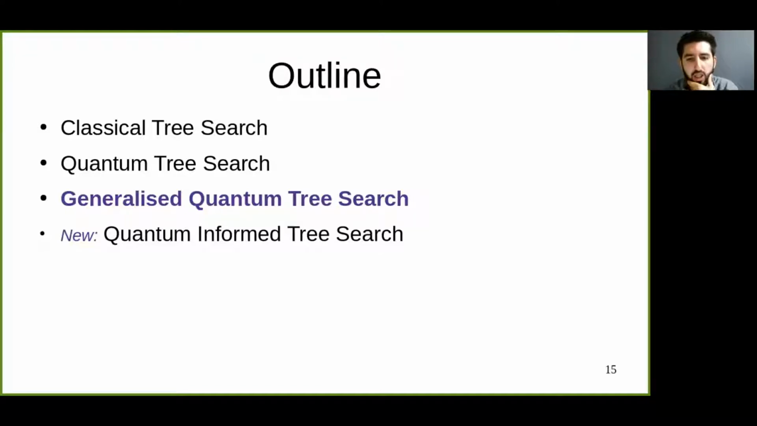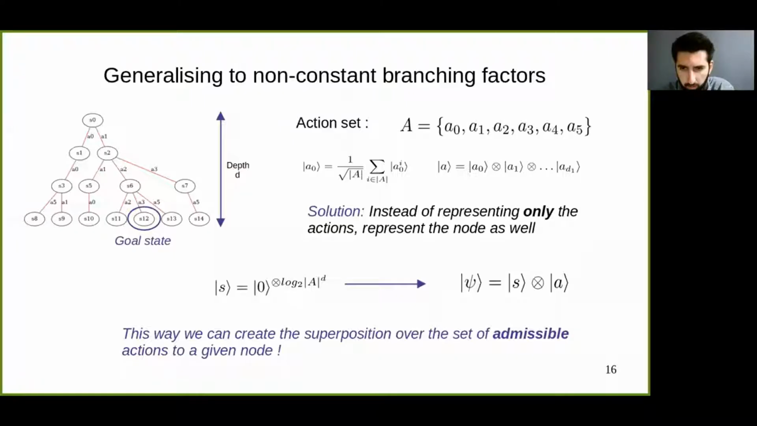Now, let's talk about generalizing quantum search. By generalizing, we mean that we need to use Grover's algorithm to provide a speedup for all non-constant branching factor trees. The solution to deal with all possible non-constant branching factor trees lies in, instead of representing only actions, representing the node as well. So instead of using the quantum state A, which is the tensor product of all possible sequences of actions, we could have the state psi, which is the tensor product between the node and the sequence of actions. And this allows us to create a superposition over the set of admissible actions to a given node, instead of just creating a superposition over all possible actions.